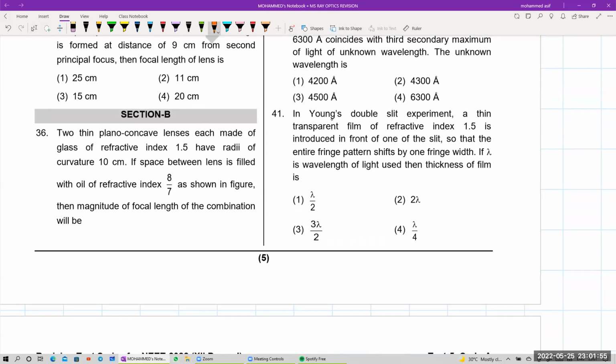उसी तरह से 41, in Young's double slit experiment, a thin transparent film of refractive index 1.5 is introduced in front of one of the slit so that the entire fringe pattern shifts by 1 fringe width. If lambda is the wavelength of light used, then the thickness of the film will be equal to how much? I hope you can do this question better. कोई करेगा? शिफ्ट का फॉर्मूला क्या है बेटा? शिफ्ट इज इक्वल्स टू बीटा इंटू म्यू माइनस 1 इंटू थिकनेस टी डिवाइडेड बाय लैम्बडा, isn't it?